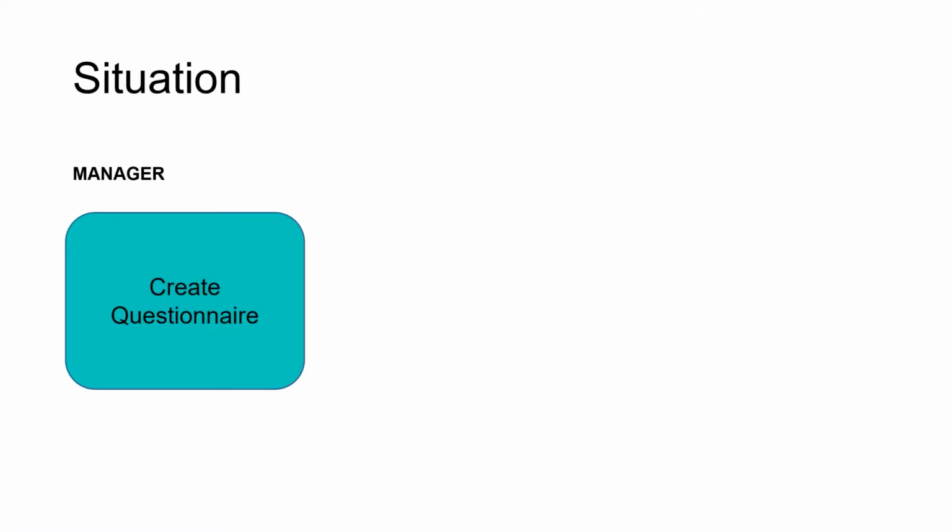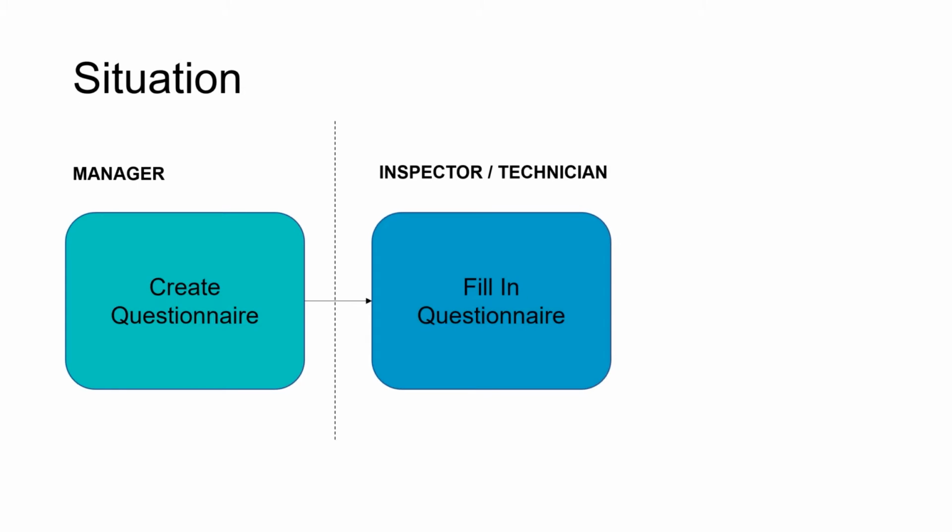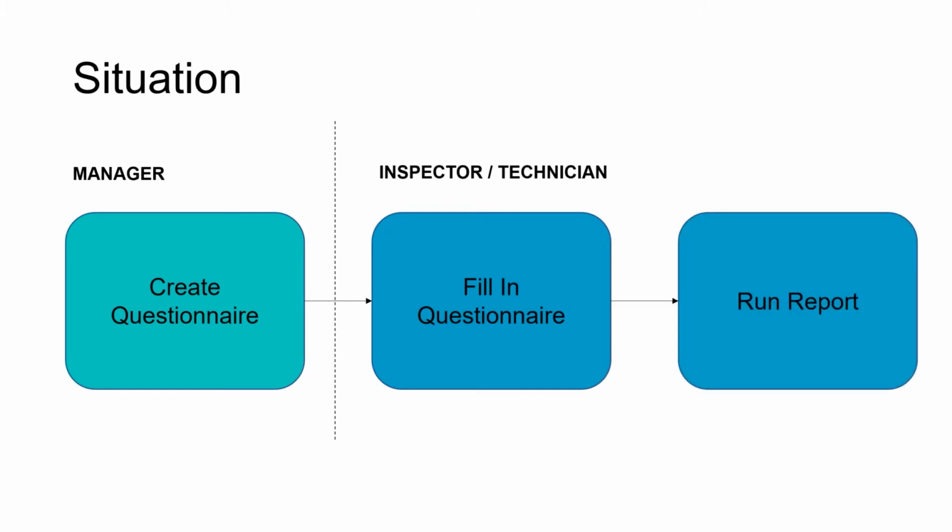So, what is the situation now? The life cycle of an inspection through the view of Resco tools starts with the manager creating a questionnaire template and making it available for an inspector or technician. Then they can take it to work using their Resco mobile app and perform inspections. Finally, when they're done, they can run a mobile report and send it to the manager or a customer.